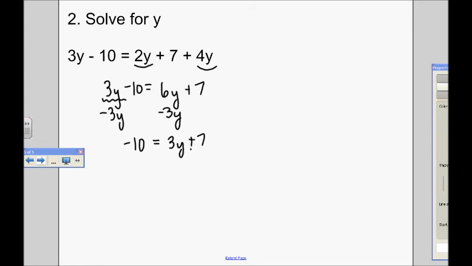Now, I want to get rid of this plus 7, so I subtract 7 from both sides. On the left-hand side, I get negative 17, and on the right-hand side, I get 3y. Again, I'm dividing both sides by 3. So these ones reduce, and I'm left with y. And on the left-hand side, I have negative 17 over 3. Again, I can't reduce, so I just leave it in fraction form.